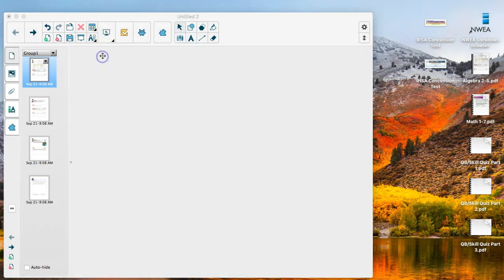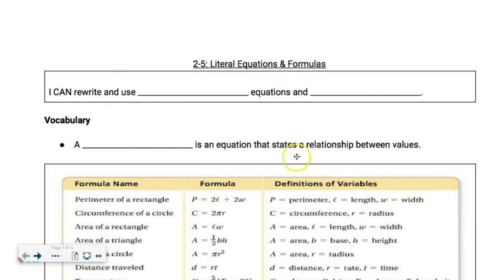It'll be good that this is not your first experience with this. You've already seen the regular math video lesson, so this will hopefully be a piece o' cake. Here's your note packet. 2.5 is literal equations and formulas. So here's what I can tell you.